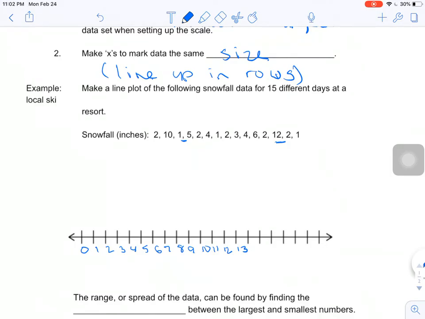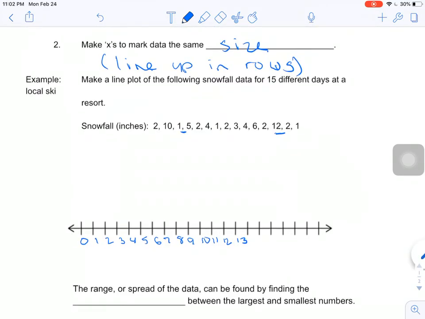So we set up our scale. The other thing is we should always give our graph a title. And a lot of times with a line plot, people actually like to title it below the graph. So we'll call this snowfall data.